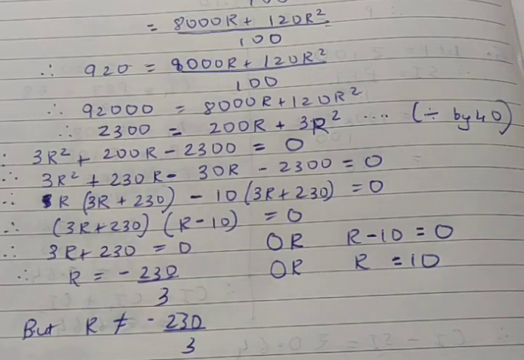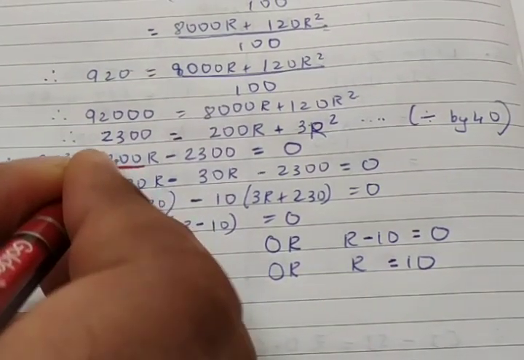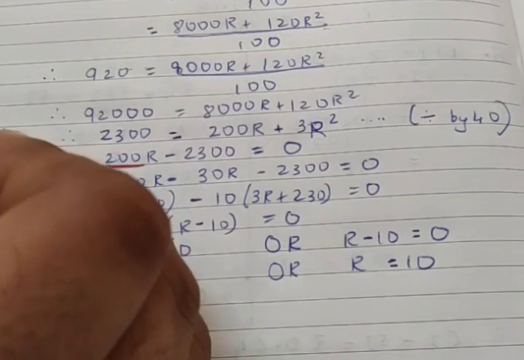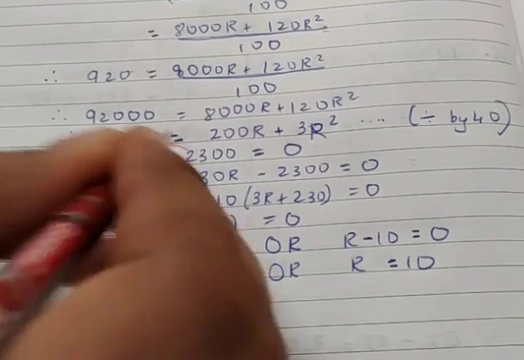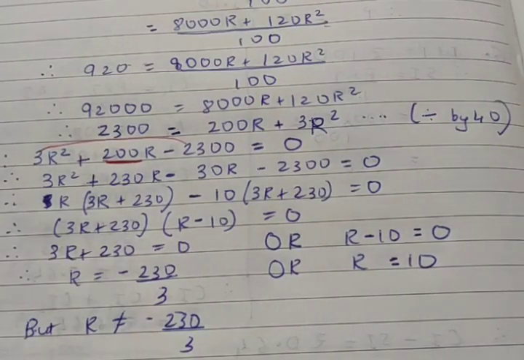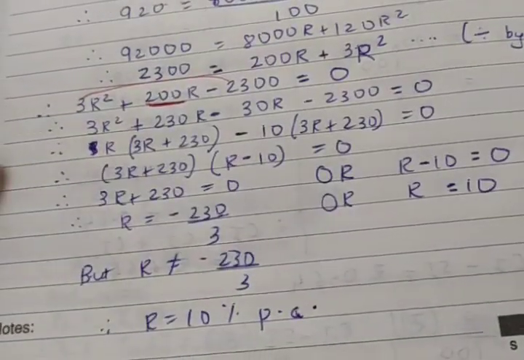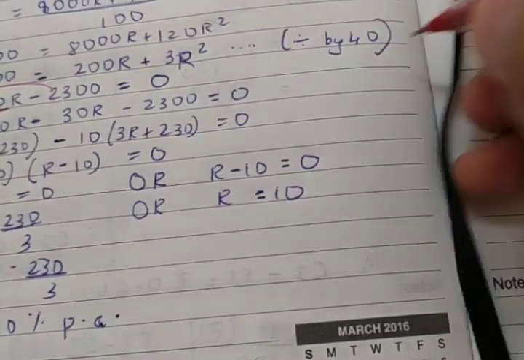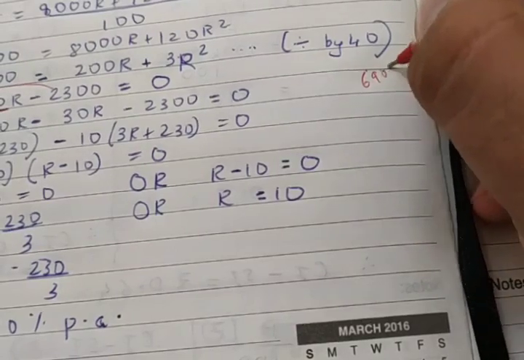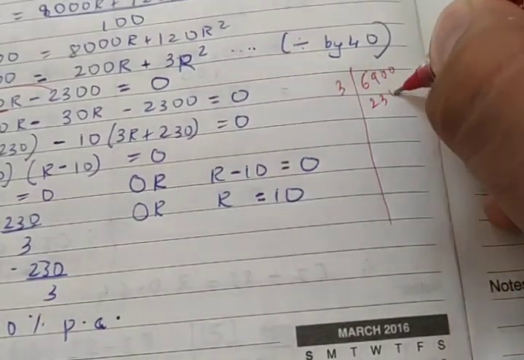I have to split 200 into two terms such that the product of the two terms will be the same as 3 into 2,300, which is 6,900. So this can be done in the rough work. Suppose I have 6,900. Let's try to split it. 3, 2,300.